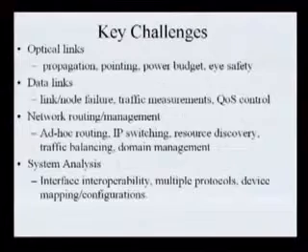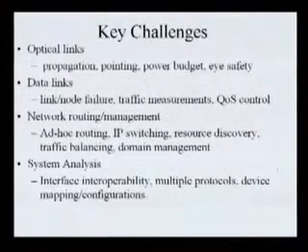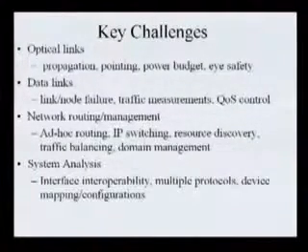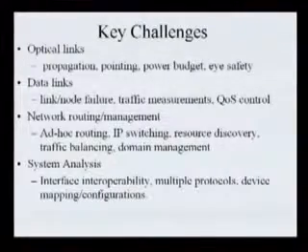Now, the key challenges we have to face is basically the optical link. The propagation is a problem in poor weather. Pointing is also a problem, so you need to spread the beam out a little bit. Power budget, eye safety problem. The data links: we have link failure, node failure, traffic measurements, quality of service control, network routing, ad-hoc routing, IP switching, resource discovery, traffic balancing, domain management, and all that stuff.